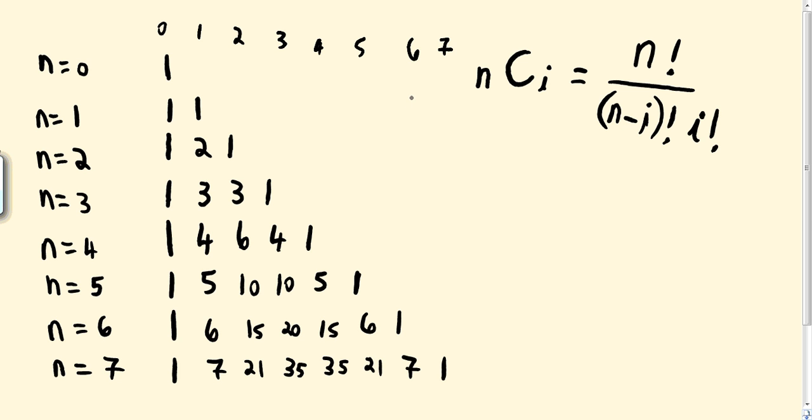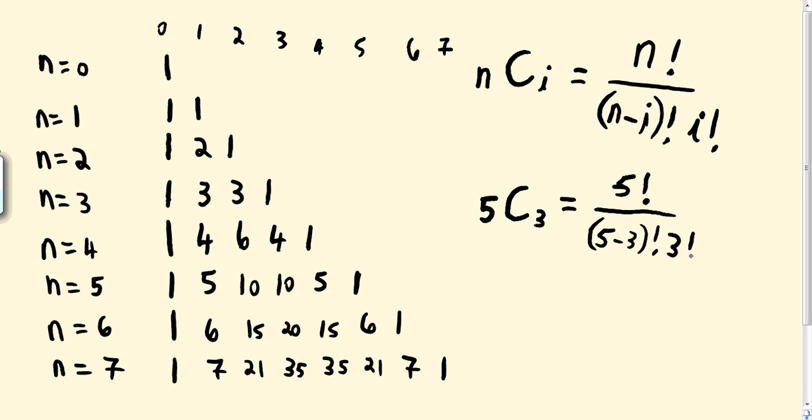Okay, so let's do some calculations. For instance, let's say I want to calculate the binomial coefficient 5 choose, I don't know, 3. Well, that's equal to 5 factorial by its definition over 5 minus 3 factorial multiplied by 3 factorial. All right, so that's 5 choose 3.